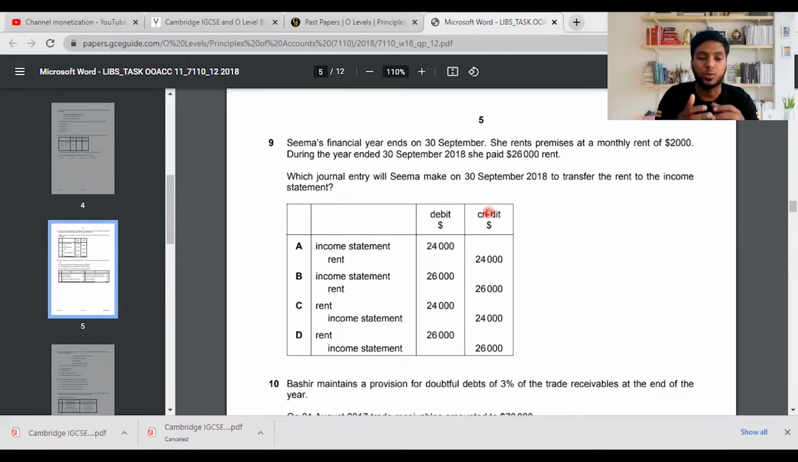You need to know the actual amount you pay for 12 months when you are doing the income statement transactions, and here they are saying Seema is paying $2,000 every month. So if you are going to take 12 months, because you are sending it to the income statement, 2,000 into 12 is going to be 24,000. So this is the amount you are going to send to the income statement, and rent is an expense. When you send it to the income statement, it should be on the debit side. So if rent is on the debit side, you can see here 24,000 income statement debit side. The answer is a very straightforward one.